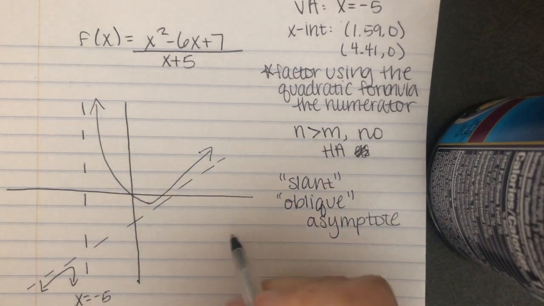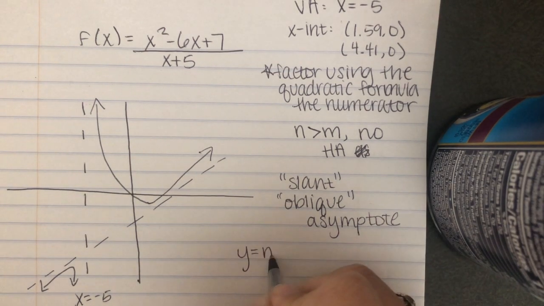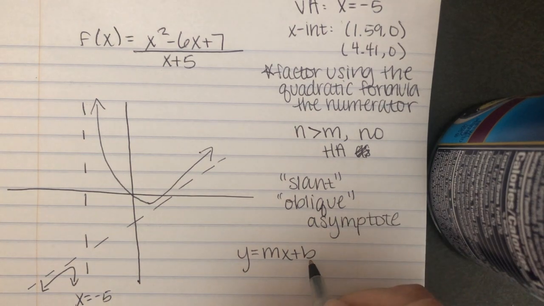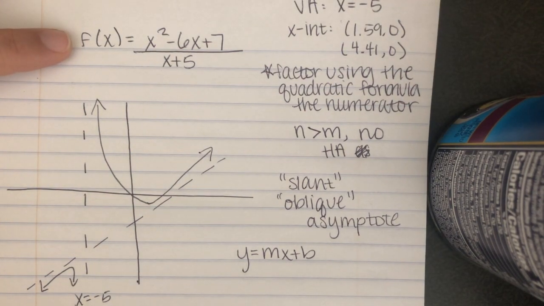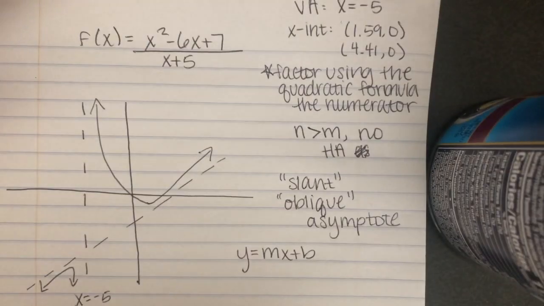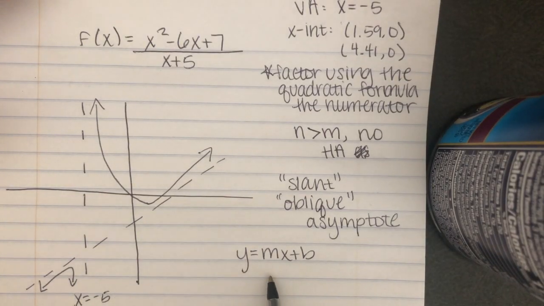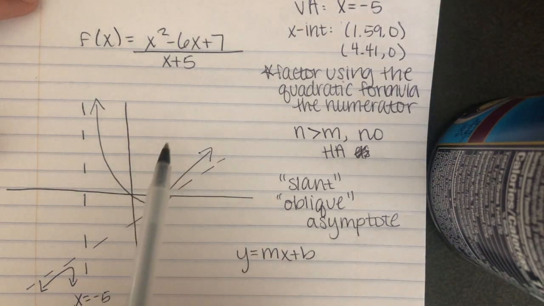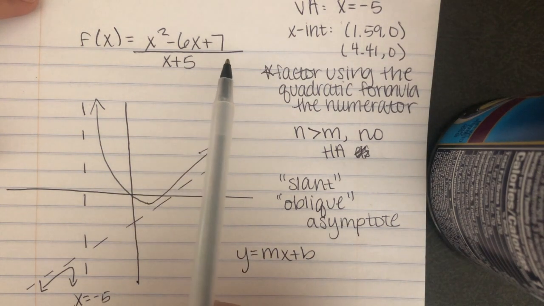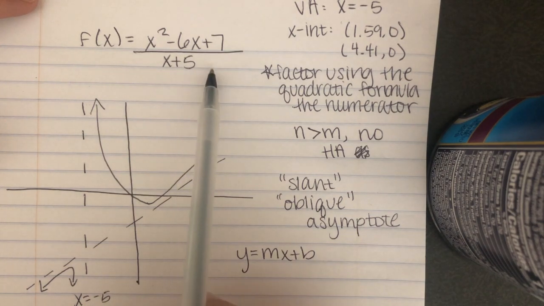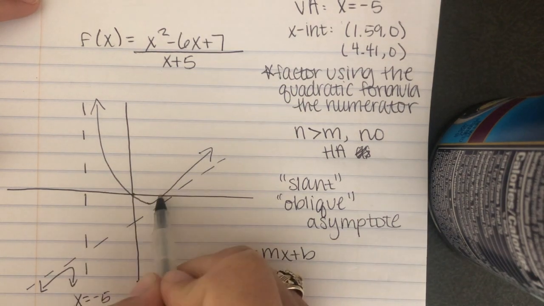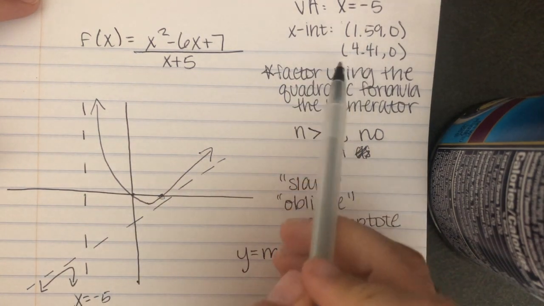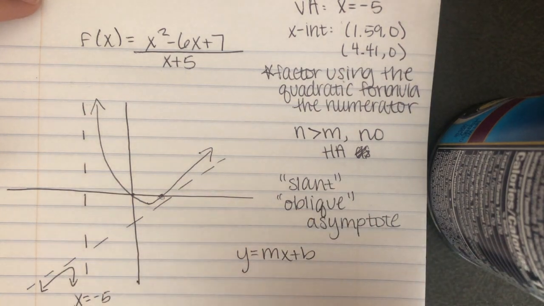And we know that a line has the form y equals mx plus b, where b is your y-intercept and m is your slope. So I'm going to do this example right here to show you how you find that equation in the form y equals mx plus b. Notice that this is not factored, so we're going to leave it in the unfactored form, even though factoring did tell us what our x-intercepts would be, which were 1.59 and 4.41. Okay, so here we go.